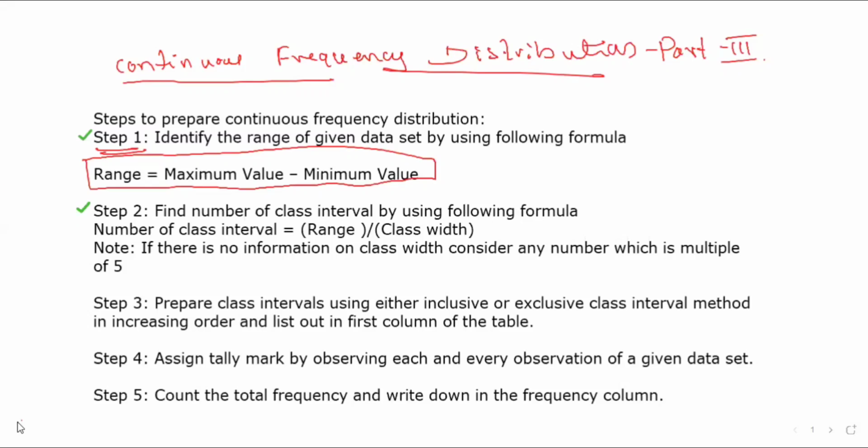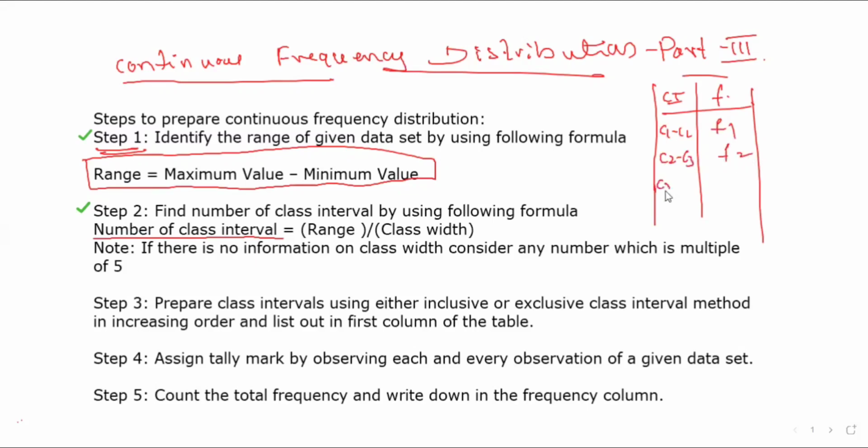But in my frequency distribution, how many class intervals are there? This is what the number of class intervals means. For example, here we have class intervals and frequencies: C1 to C2 with frequency F1, C2 to C3 with frequency F2, C3 to C4 with frequency F3, and so on up to Cn to Cn plus 1 with frequency Fn. So how many class intervals should I prepare, or consider?